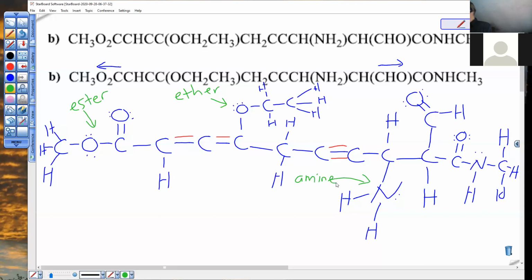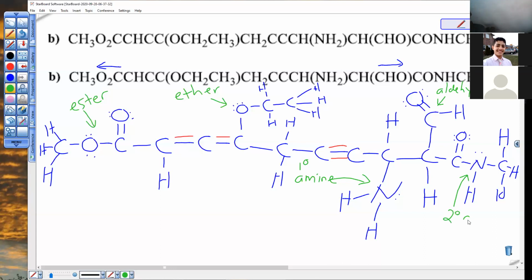The nitrogen has one bond to carbon. You write primary amine. Okay, and we have aldehyde here. Now, nitrogen attached to carbonyl is not an amine. You get 0 points if you write the word amine. I don't care if you classify it right anymore. That's an amide. The nitrogen has 2 bonds to carbon, so it's a secondary amide.